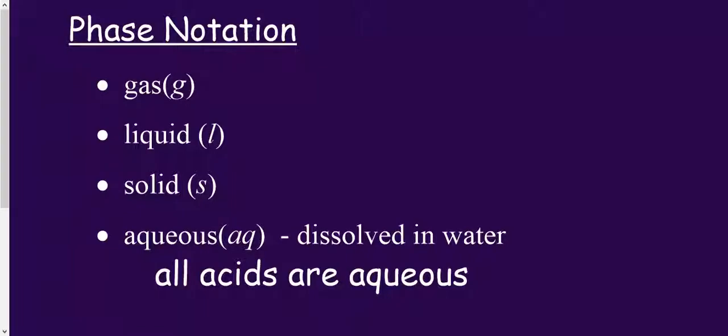When a substance is a gas, we denote that with a lowercase g in parentheses. Liquid, we use l. Solid, we use s. Aqueous, we use aq in parentheses. Aqueous means dissolved in water, or sometimes that's called a solution, like a sodium chloride solution would be aq. All acids are aqueous.